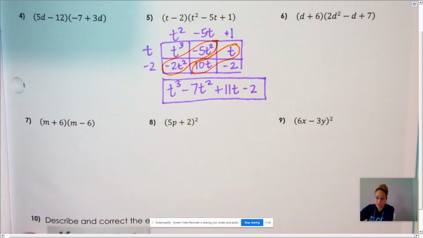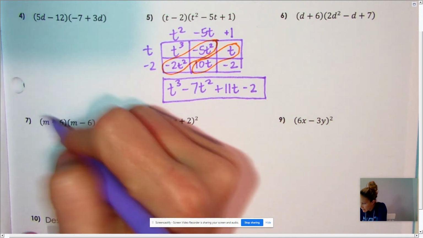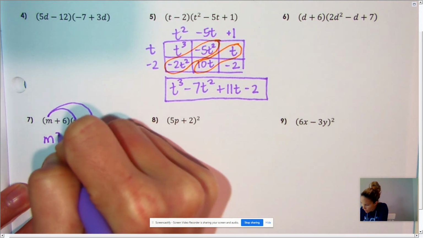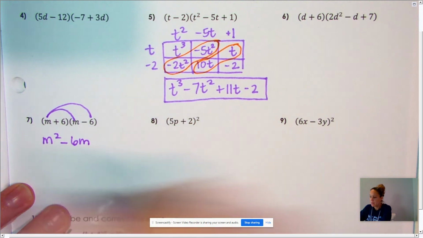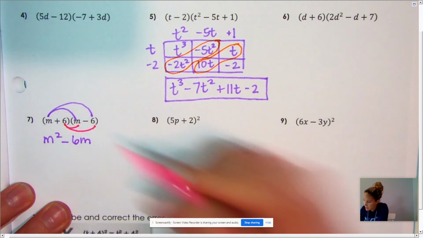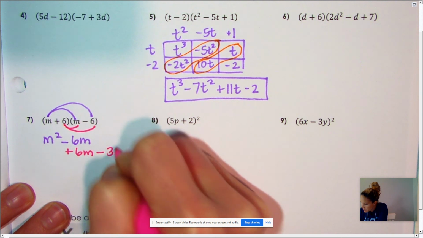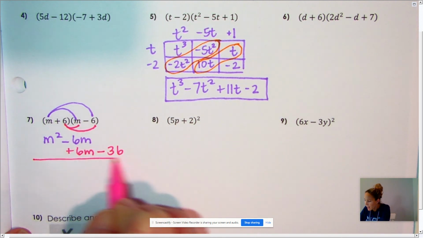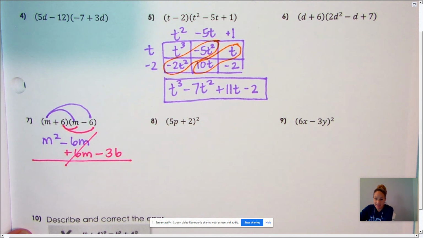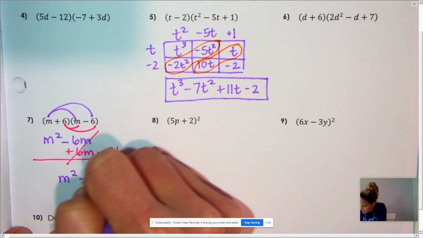I'm just going to do repeated distribution for this one. So if I have m times m and m times negative 6, I have m squared minus 6m. Okay, and then I'm going to do the same thing with the 6. 6 times m and 6 times negative 6. So I have positive 6m and minus 36. Well, what happens to my middle term? If I have a positive 6 and a negative 6, they cancel. And so my answer is just going to be m squared minus 36.